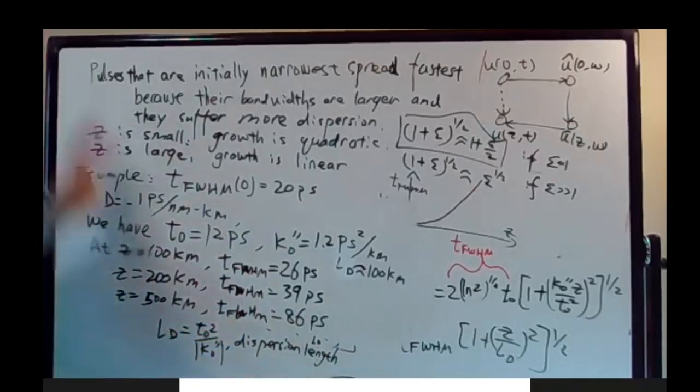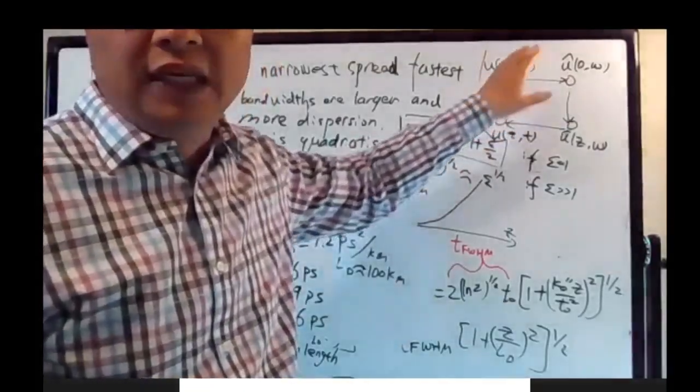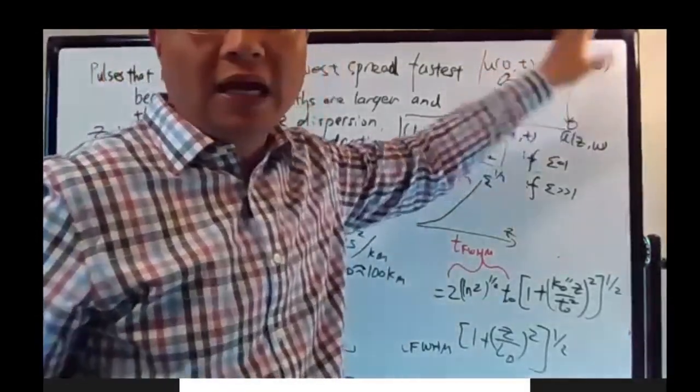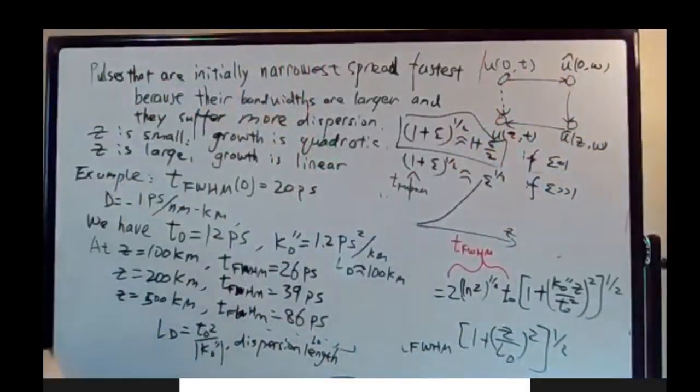So we have gone through quite a lot. We start from U(0,t) to U(0,omega), and then we calculate dispersion. Then we come back to the time domain.